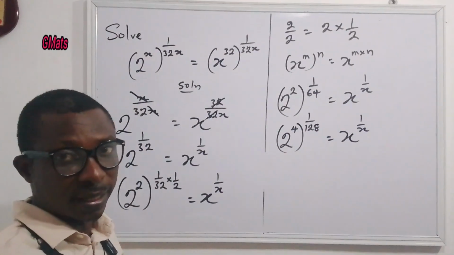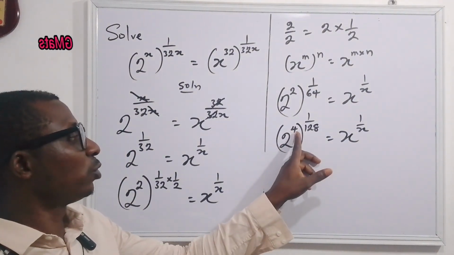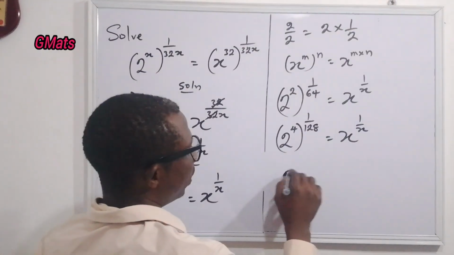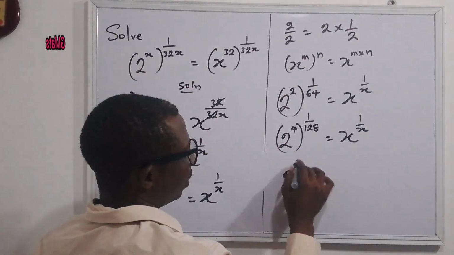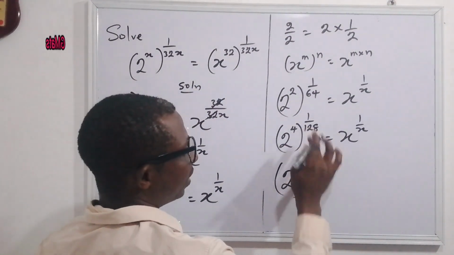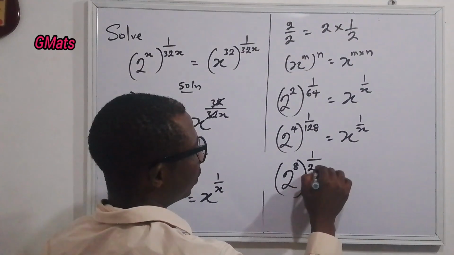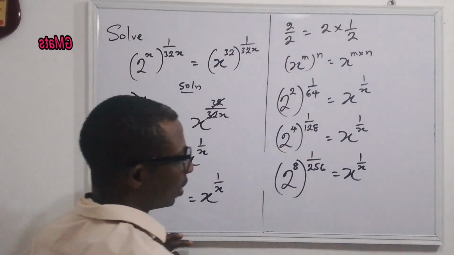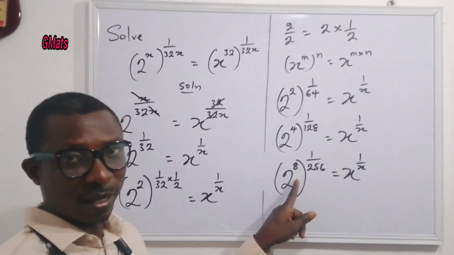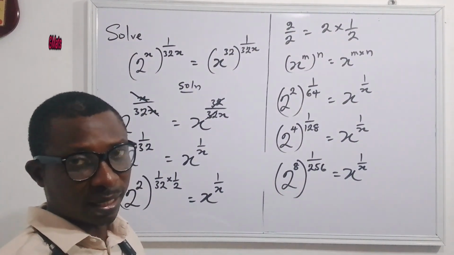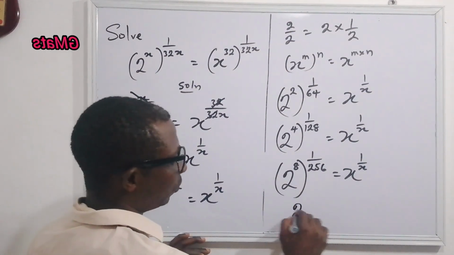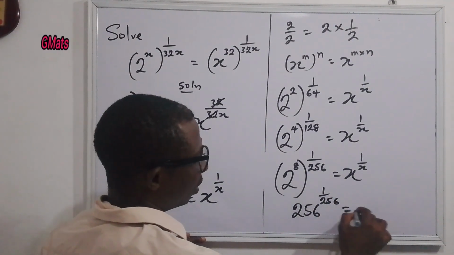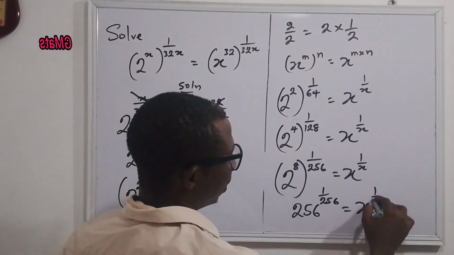Alright, we are not yet there. So I'm doing the same thing. I will use 2 to multiply this and 2 to also multiply this. So we have 2 raised to the power of 8 raised to the power of 1 over 256 equals x raised to the power of 1 over x. You can see 2 raised to the power of 8 is the same thing as 256. So we have 256 raised to the power of 1 over 256 equals x raised to the power of 1 over x.